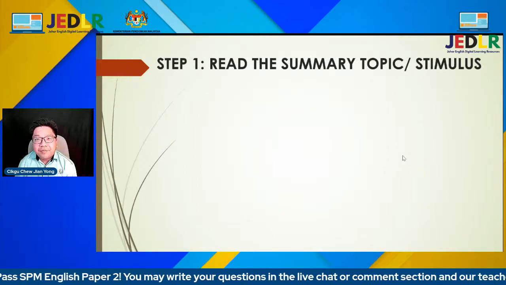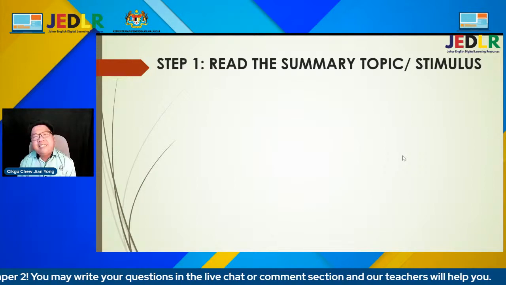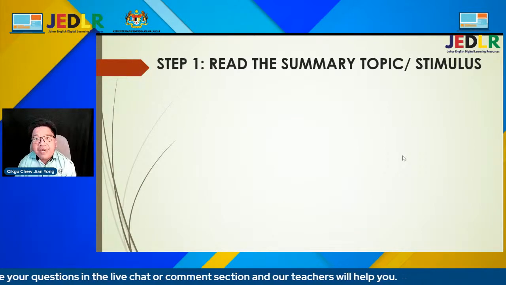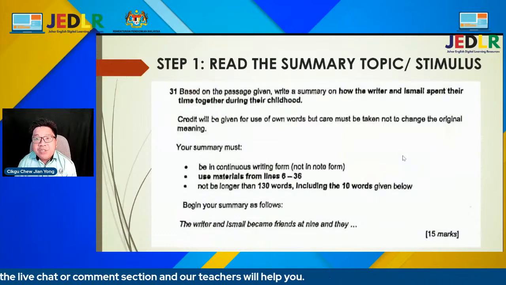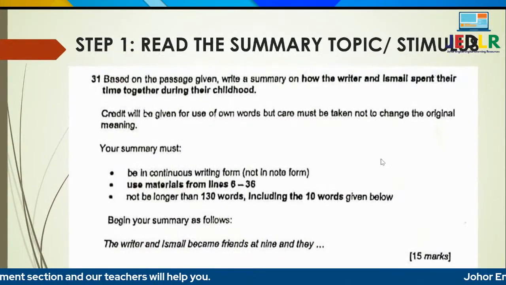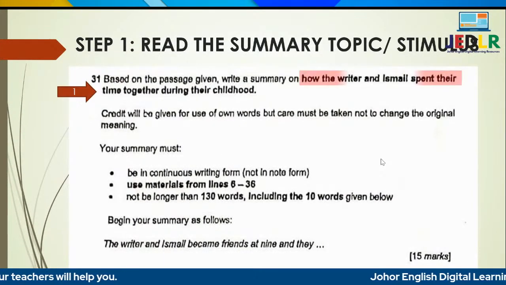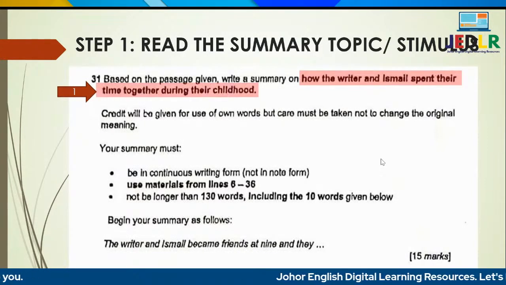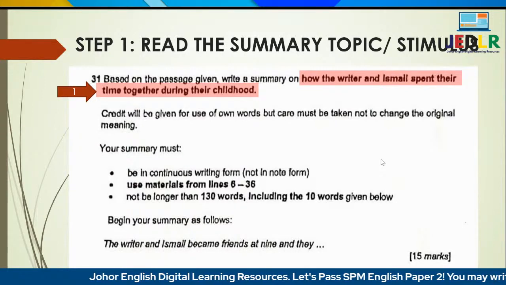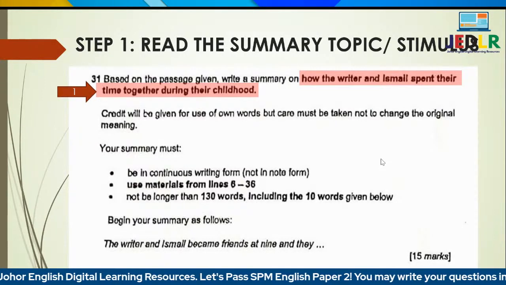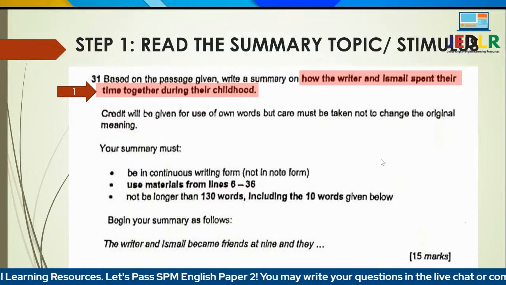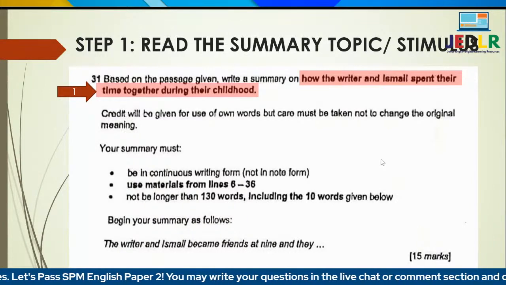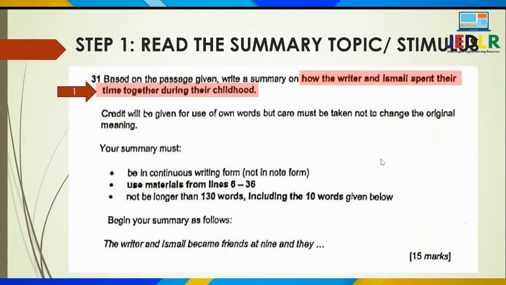You have to read the summary topic, or what we call the stimulus, okay? The topic of the summary is very important. So this is your question. Which is the summary topic? As indicated, I've highlighted this is the summary topic. Based on the passage given, write a summary on how the writer and Ismail spend their time together during their childhood. So this is your summary topic. You need to read very carefully and understand the topic before you can locate the content points.